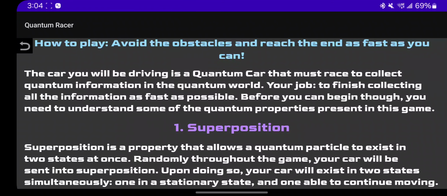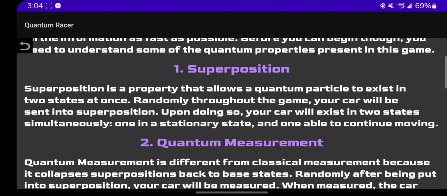You are in a quantum world, and there are a couple of concepts we need to explain before we get started. The first one is superposition. Superposition is a property that allows your quantum states to exist in two states at once. In this game, the car will be sent into superposition randomly, and then your car will exist in two states simultaneously, one staying still, and one that continues to move.